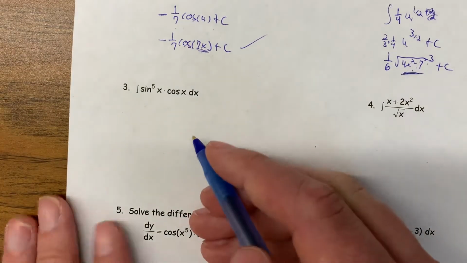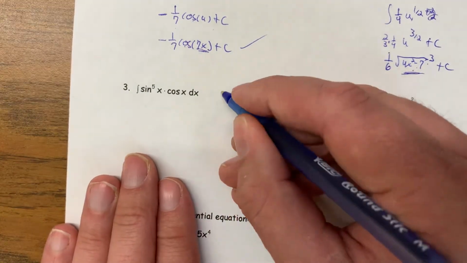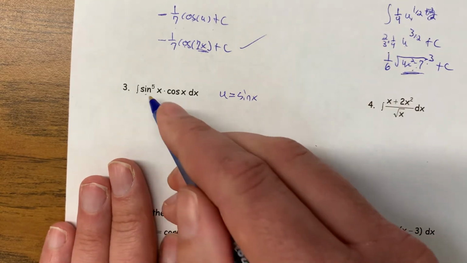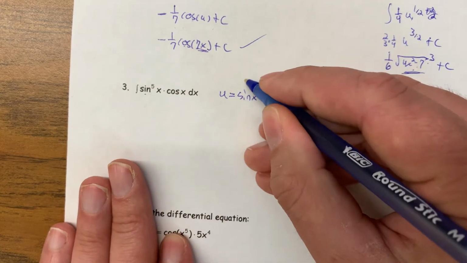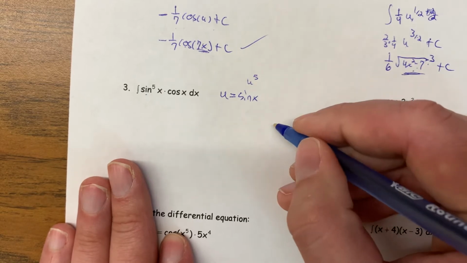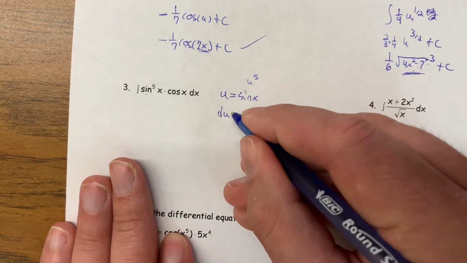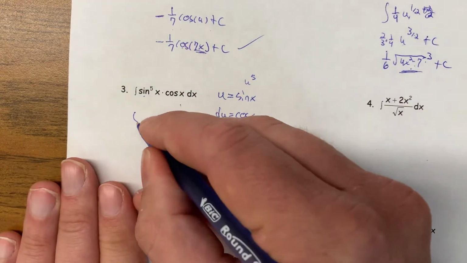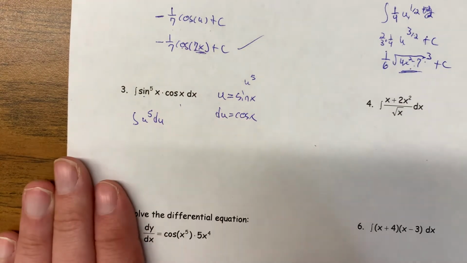Okay, how about this one? This one's a little tricky to see. Hopefully we noticed that the inside function needs to be sine of x. Sine of x is to the 5th power, right? So u is to the 5th power. And then the du, the derivative of sine of x, is cosine of x, which we have right there. So this is just the integral of u to the 5th du.